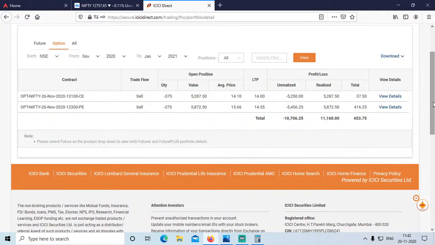Either we can initially start the strategy, or if you are okay with the profit of 450, you can square it off. After squaring it off, if you want to initiate again, you can initiate with the same call option and put option, or you can choose a different strike also. Currently we have taken 13,100 and 12,300, so you can take different strikes, but most of the time it's better to take it around 10 rupees.